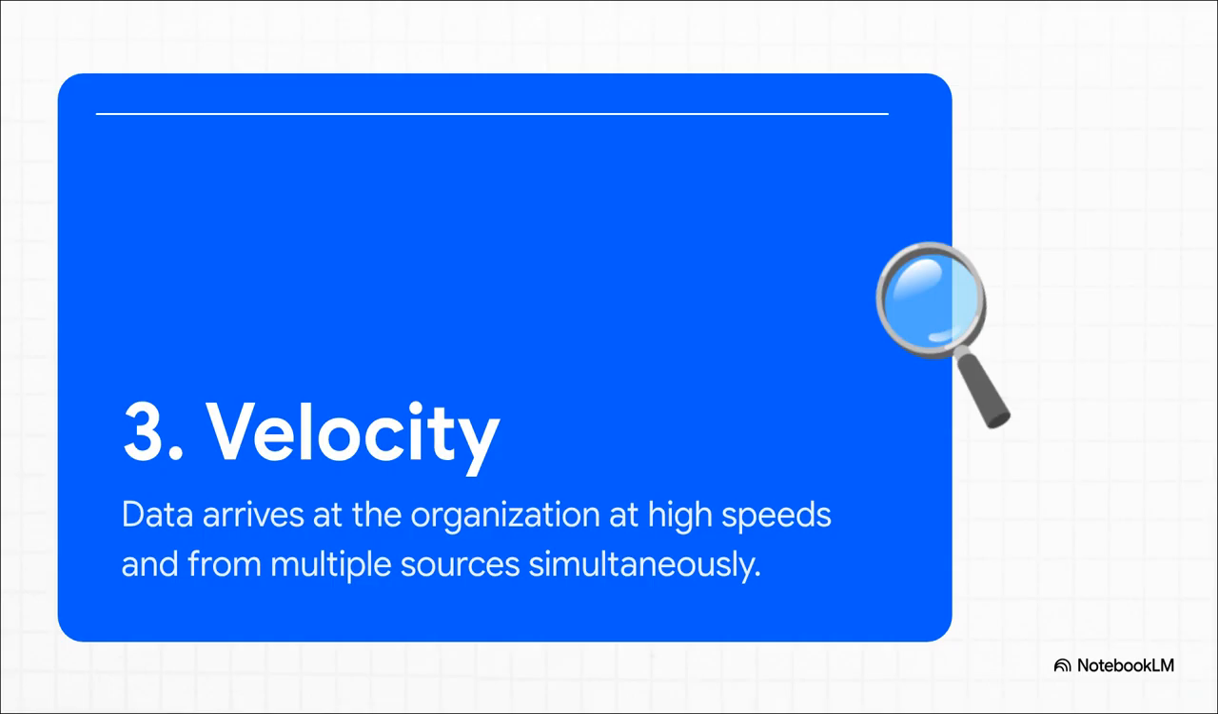And the third V is velocity. This is all about the unrelenting speed at which this data is being created and delivered. We're not talking about analyzing last month's sales report anymore. We are talking about analyzing what is happening right now, this very second.